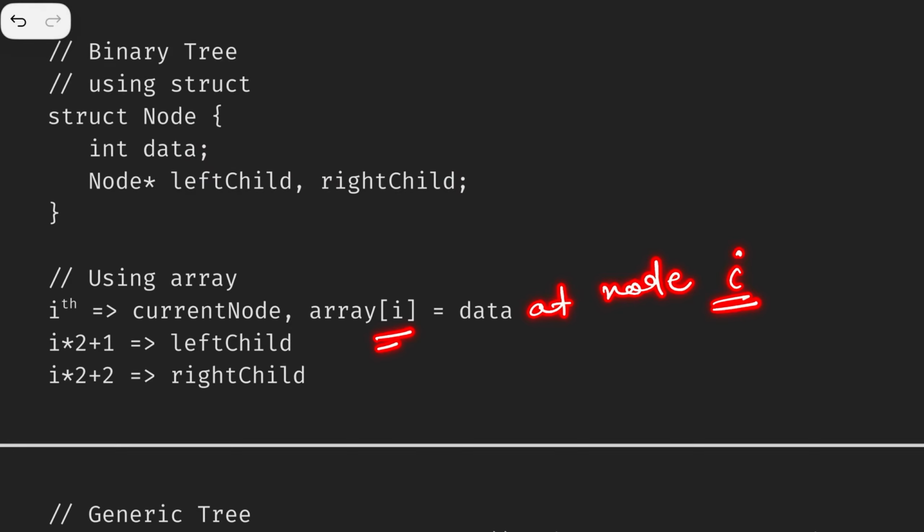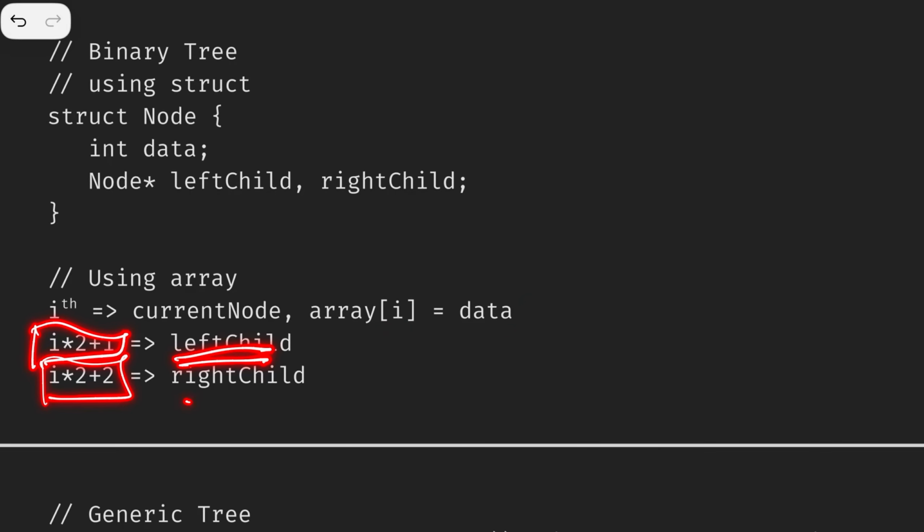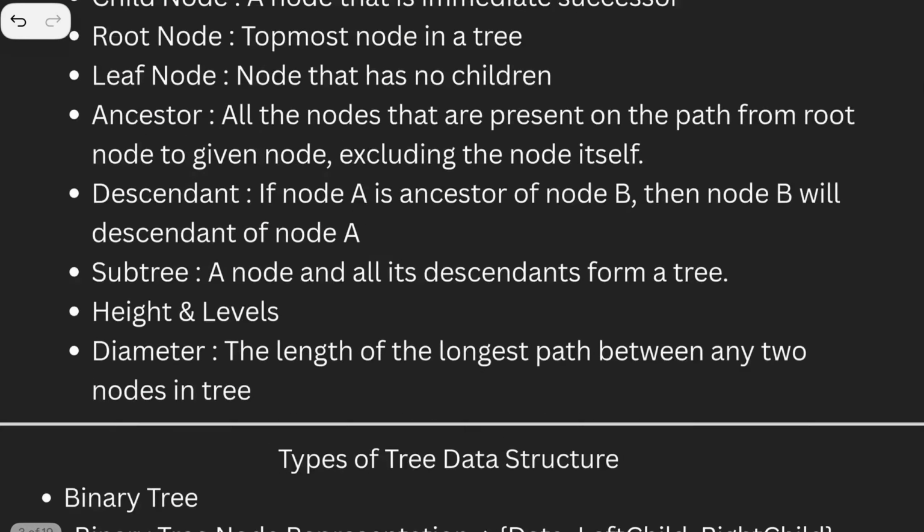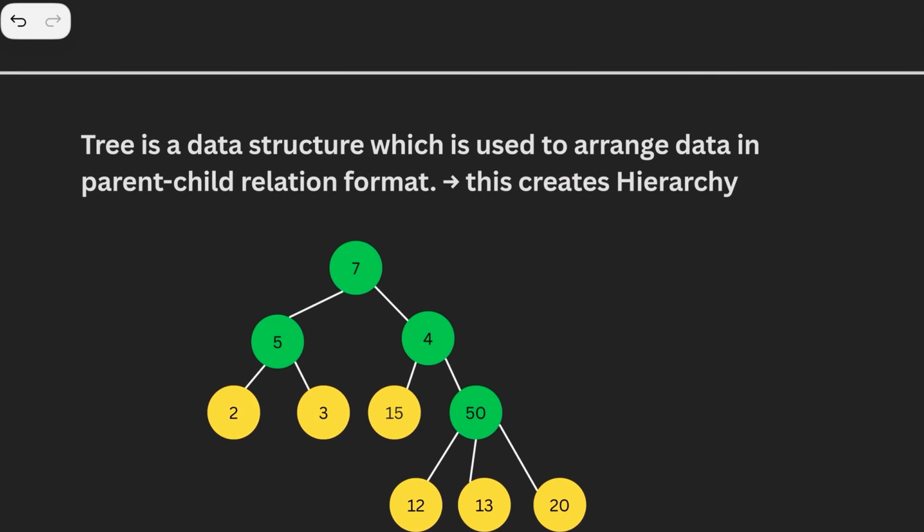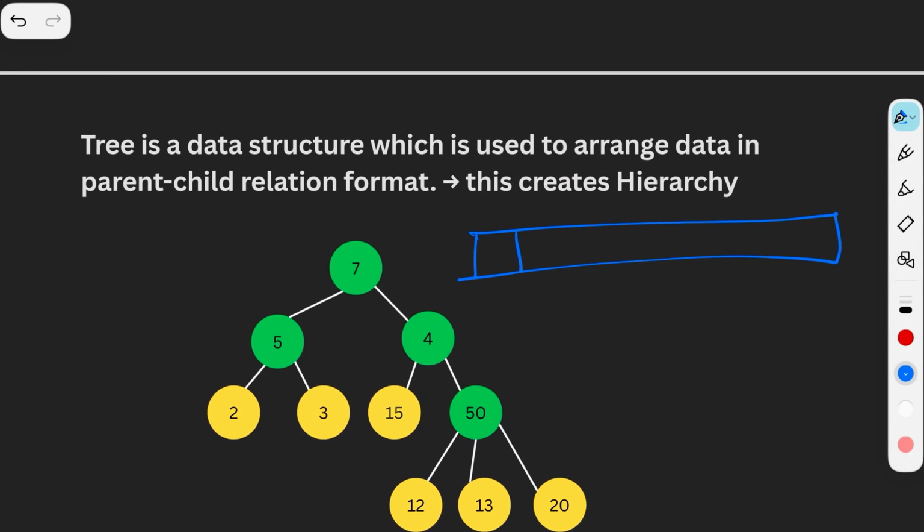So array I is going to store the data at node I. And I into 2 plus 1 will have left child information and I into 2 plus 2 will have right child information. Very simple, correct? So if I just go here, you will have an array. So at index 0, you have 7. Now 0 into 2 plus 1, it's going to be 1. So left child information is going to be at index 1. So left child is 5.